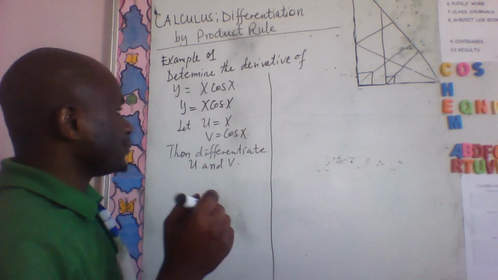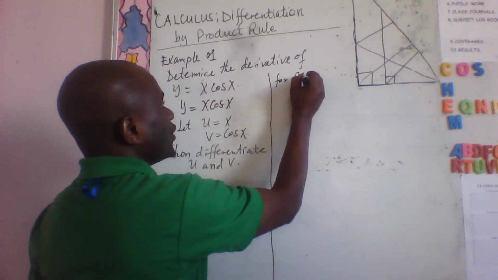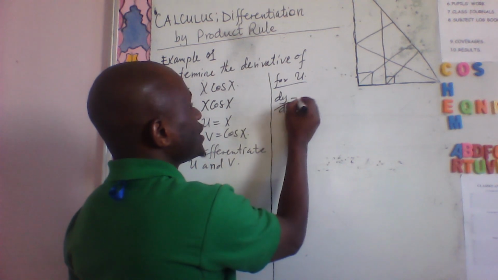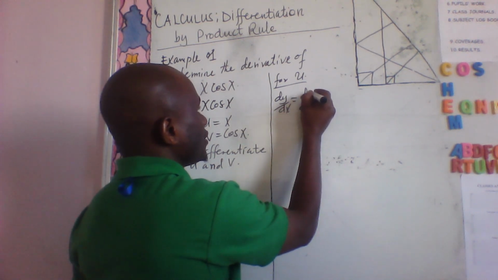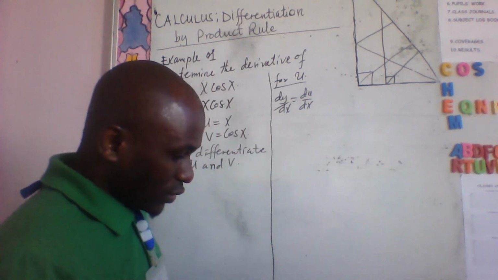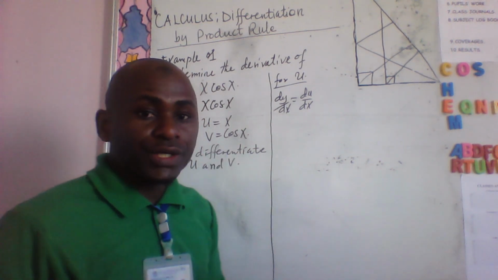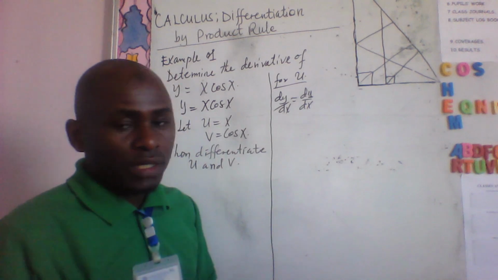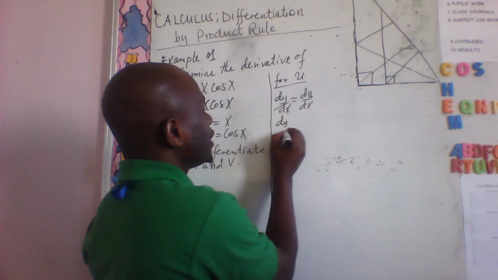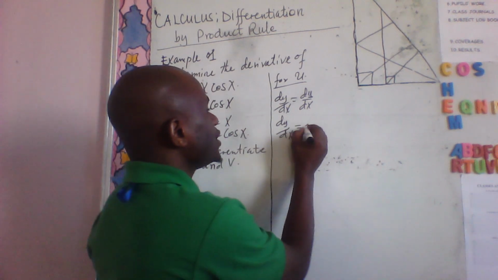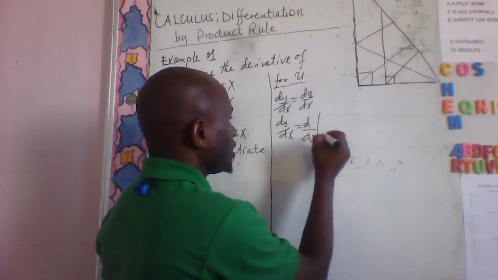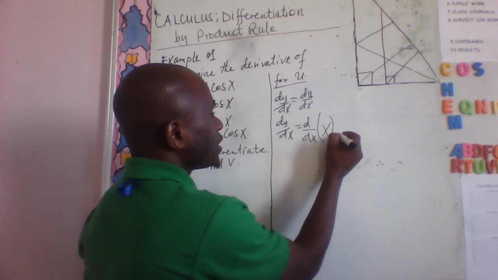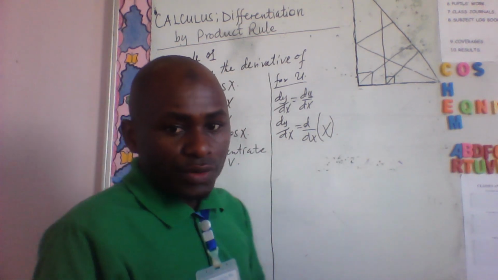We are supposed to differentiate both in order to see their properties. So let us start from u. When we talk about u, it means that du over dx is what we start to find. We substitute the value of u which we have written in the question. So du over dx is equal to d over dx of x. You are supposed to place x there.